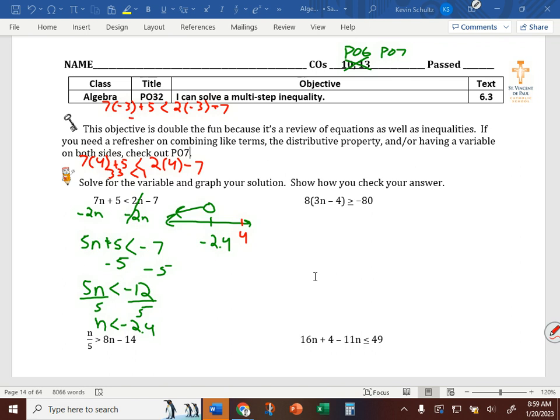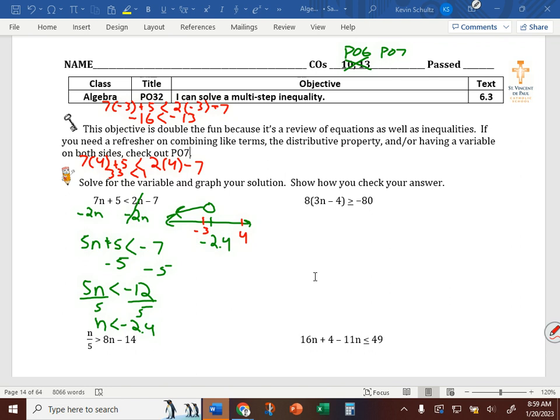So -21 plus 5 is -16. -6 minus 7 is -13. Is -16 less than -13? Yes. So it works. And it should, because -3 is in our solution range. Right? So with inequalities, you can pick something that should or shouldn't work and just see what happens.